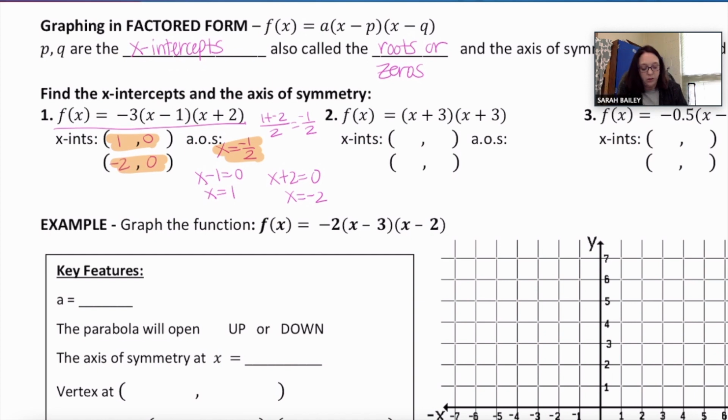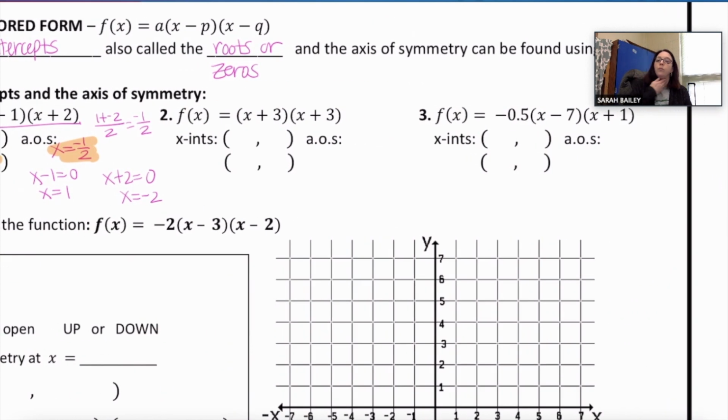All right, let's do the next one. Look at number 2. So what are p and q here? You can probably do this in your head, so the factors are the same. If I set x plus 3 equal to 0, then x is going to be -3. So my x-intercepts are -3, 0, -3, 0. There's really only one x-intercept, so we can mark that out.